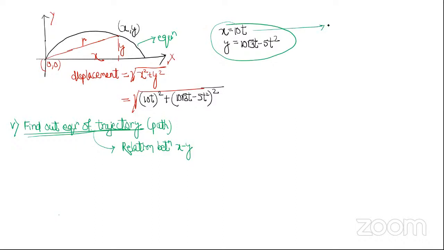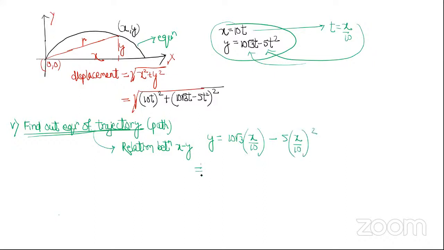इधर से t निकालो. x by 10. Put it here. Solve. तो ये होगा y equal to 10 root 3. अच्छा, t के बदले डाल देंगे x by 10 minus 5t square. t के बदले डाल देंगे x by 10. But see how much you get? You get y equal to root 3x minus x square by 20. This is the equation of trajectory.